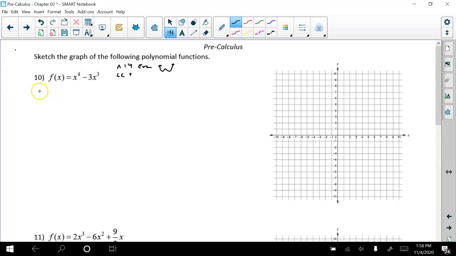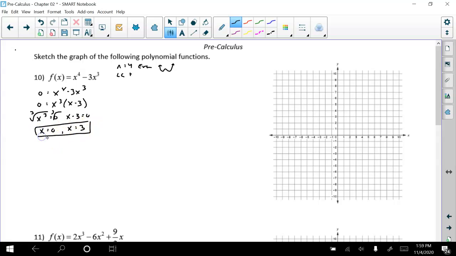So now, looking at our zeros, 0 equals x to the 4th minus 3x cubed. So we can factor out an x cubed: x cubed times x minus 3. It's fully factored, so now we set each factor equal to 0. x cubed equals 0, x minus 3 equals 0. Take the cube root of both sides. x equals 0, and x equals 3. So there are our 2 zeros.